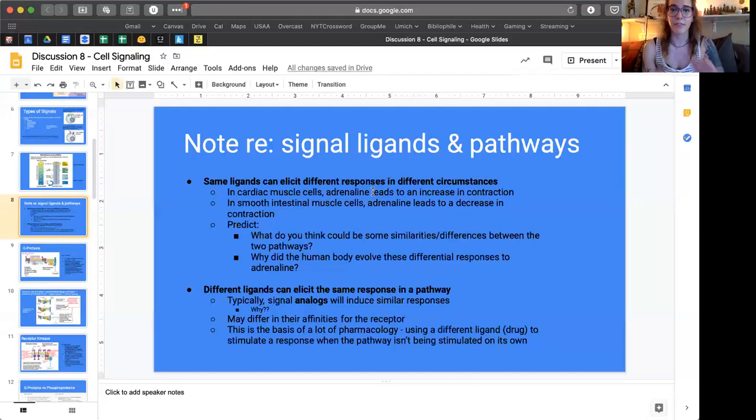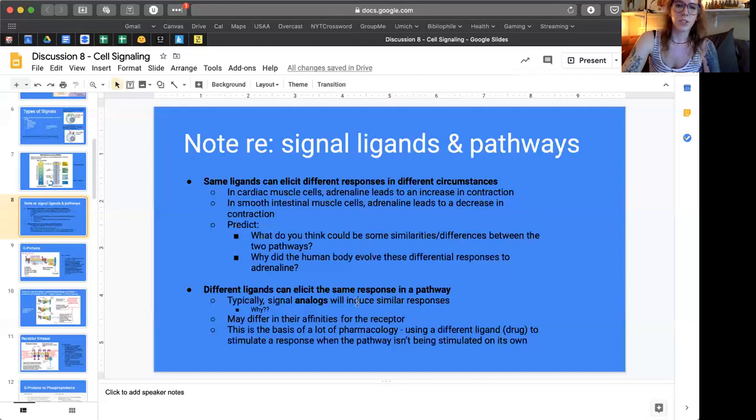So that's why we divert the resources to the heart rather than digestion in that case, because we're presumably in a circumstance where running and fighting is going to be really important. Whereas under normal conditions, you're not as worried about that, and you can just as easily focus your resources on digestion as well. And similarly, we can also have different ligands that elicit similar responses in the same pathway. So it's kind of like the converse of this first bullet point. Typically this will occur with signal analogs.